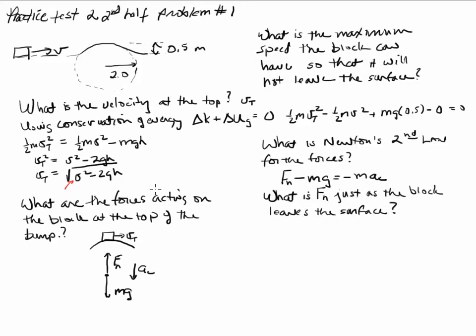What is the normal force just as the block leaves the surface? Or I can ask the question, once the block has left the surface, is there a normal force? Of course, normal force is 0 just as it's leaving the surface, which leaves this equation here, resulting in this equation here, that the force of gravity is just equal to the centripetal force. And that leaves, we can get rid of the m's, and we have that g, the gravitational acceleration, is just equal to the centripetal acceleration.